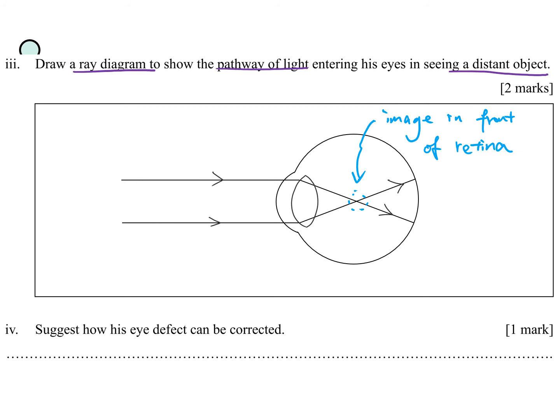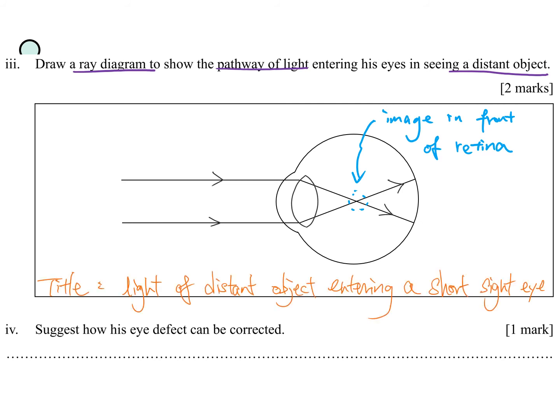Are you finished? Do you need anything else for this drawing? This is a drawing. You use pencil. Are you missing something? Yeah, you should write me a sentence. You should write me the title. Yeah, the title is Light of Distant Object Entering a Short Sight Eye. Alright, so give me a clear title. Perfect.